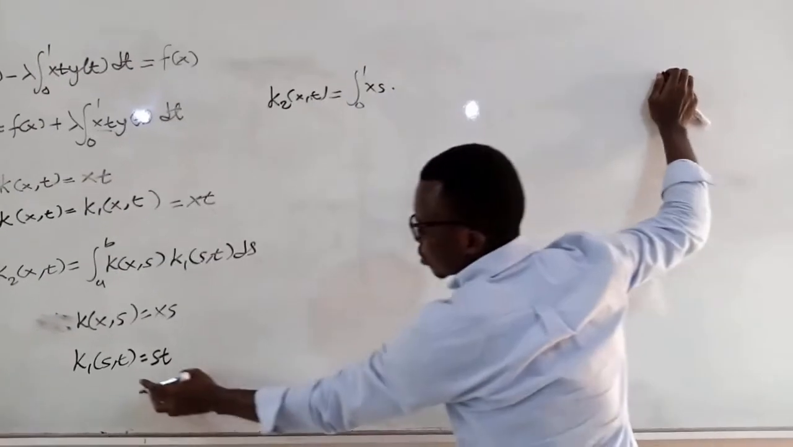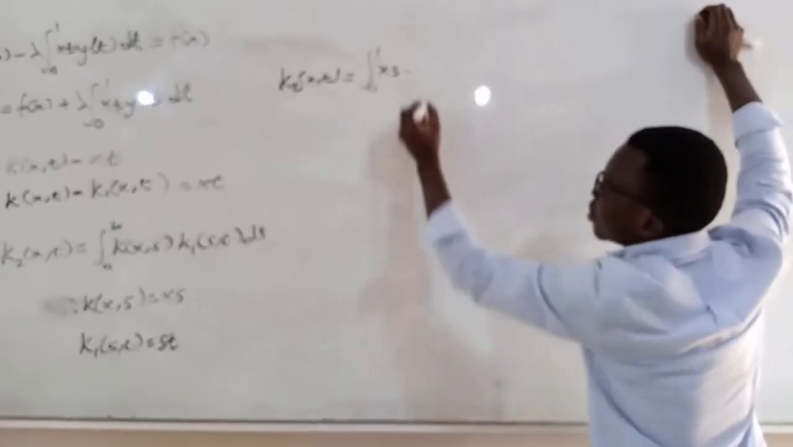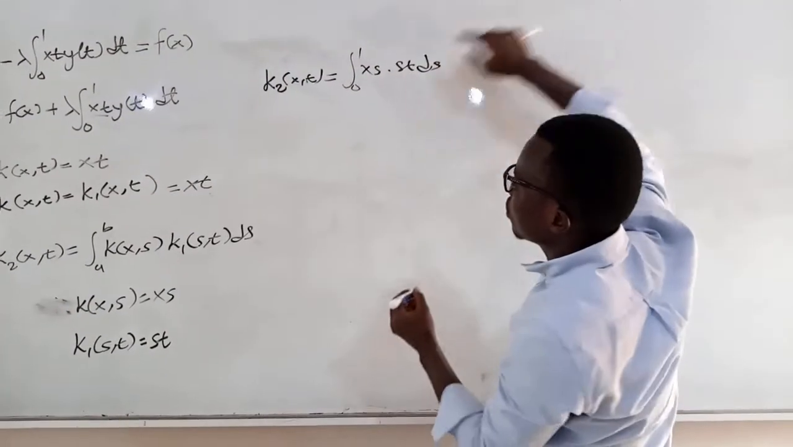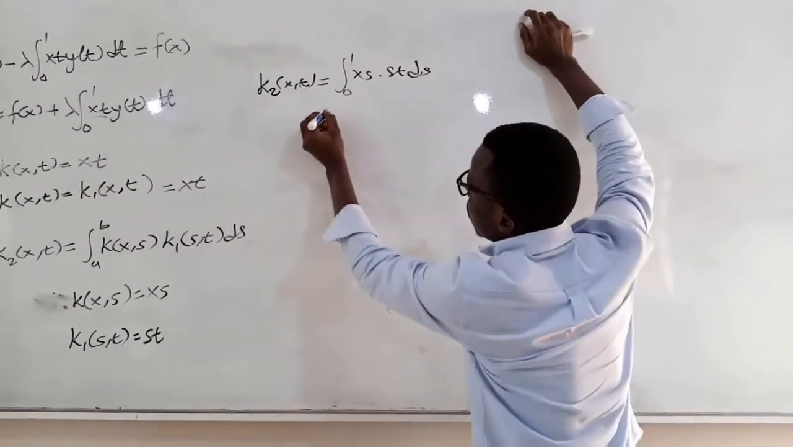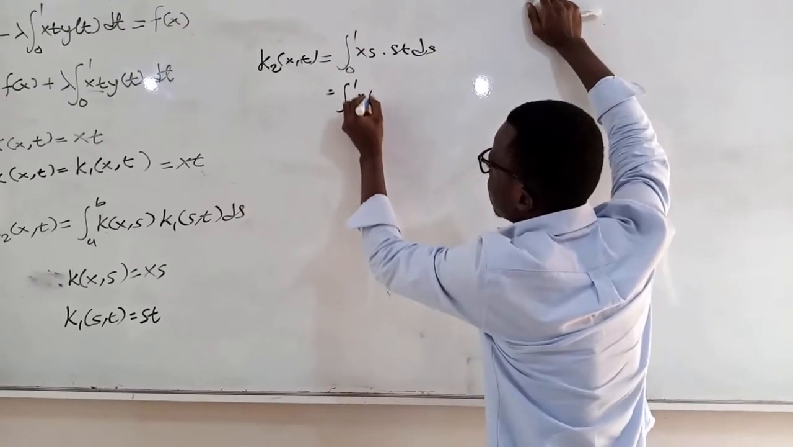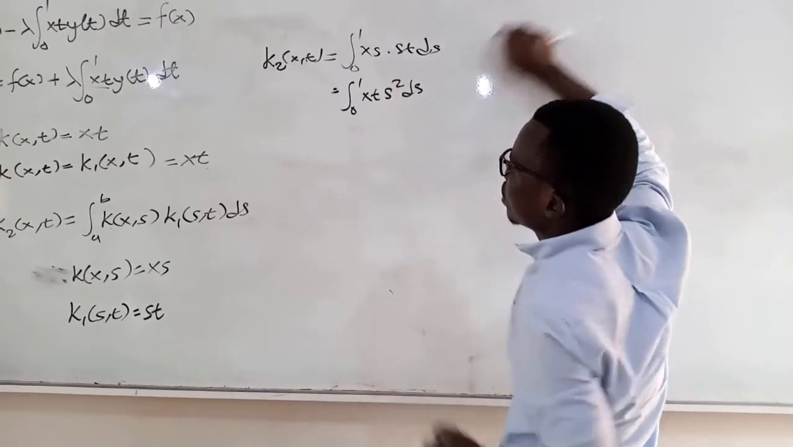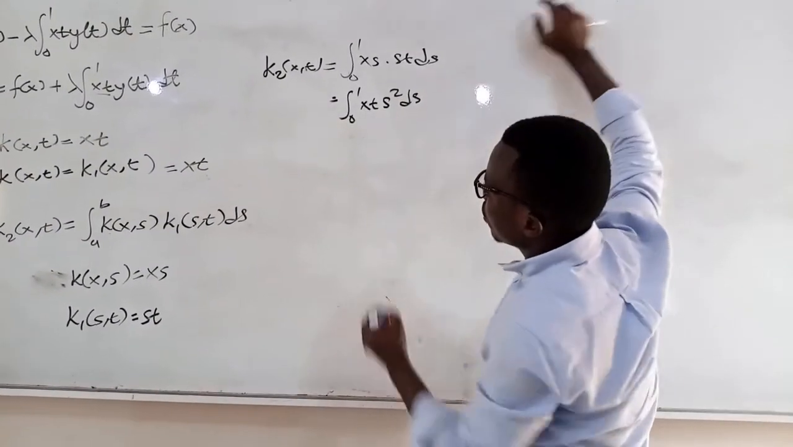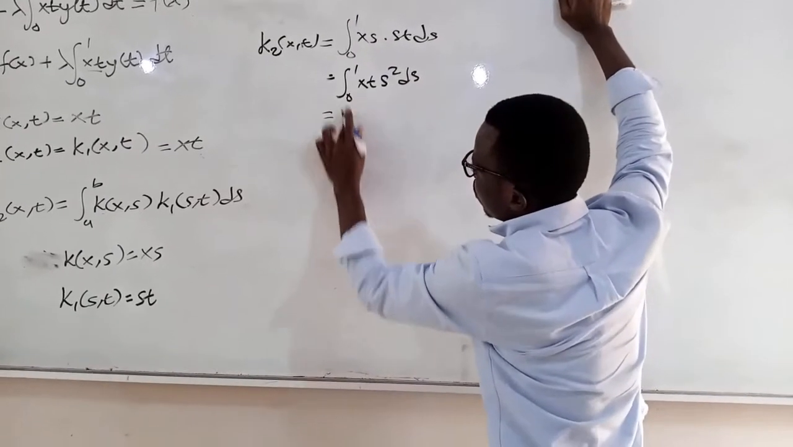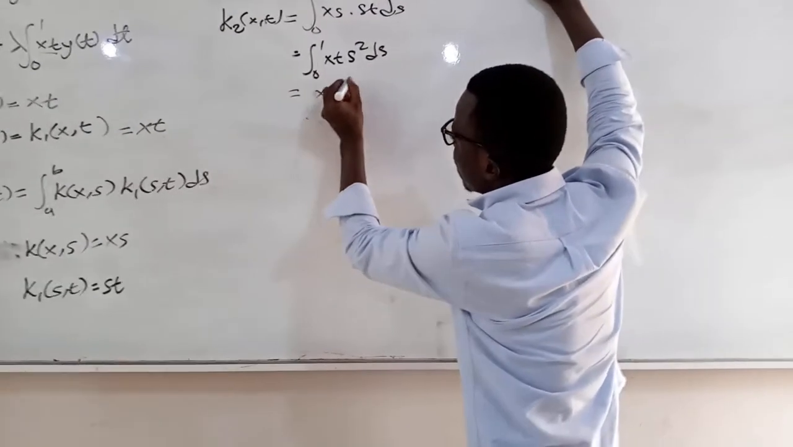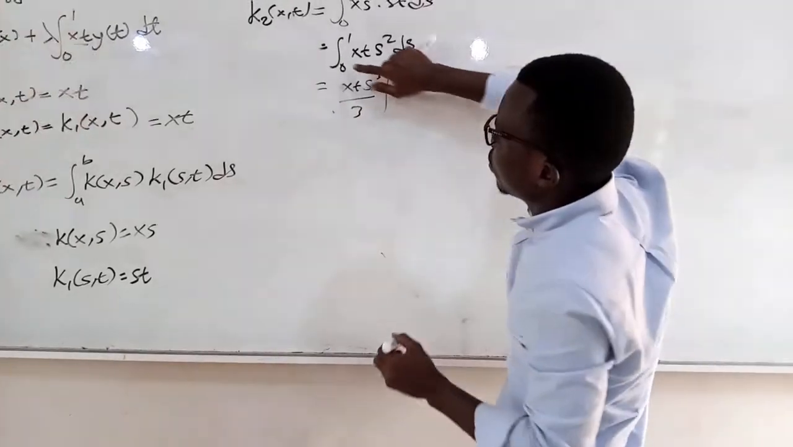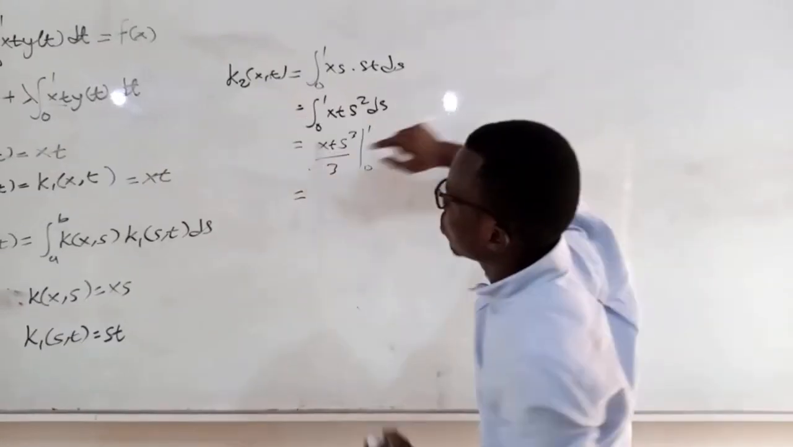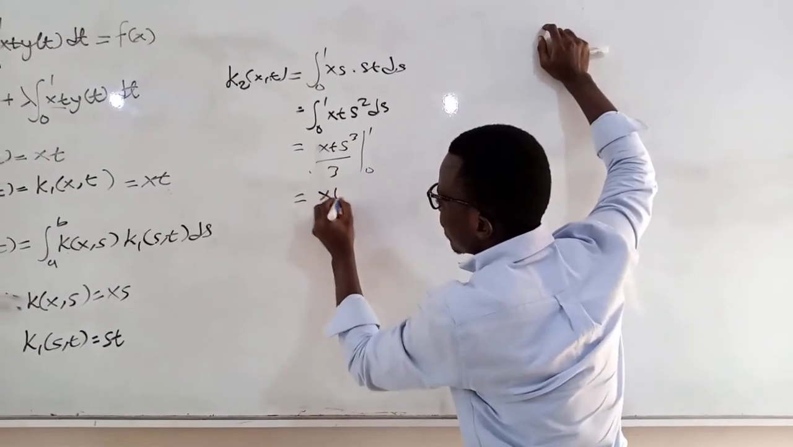K1 of st is the same as st. Now if you multiply these two equations, you get the integral from 0 to 1 of st times s squared ds. Now if you integrate s squared, you're going to get what? s cubed divided by 3, evaluated from 0 to 1. So we have K2 of st equal to st over 3.